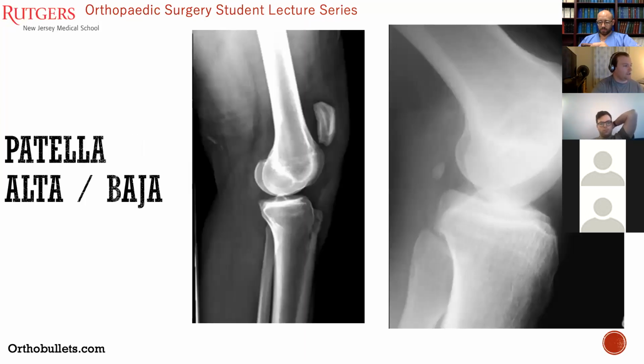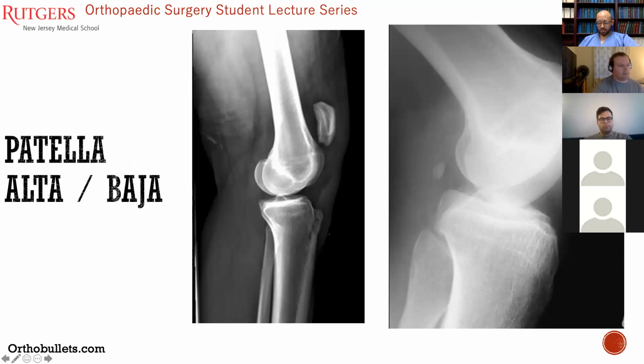And finally, you'll hear us talking about patella alta and baja. This is essentially where we're either saying the patella is high riding or low riding, dependent on what is going on within the knee joint. Patella alta, as you can see here on the left, is where the patella is pulled proximally by the quadriceps tendon, typically due to a tear in the patella tendon. So there's no longer a tether between the inferior pole of the patella and the tubercle. So there's an unopposed force from the quadriceps that brings the patella higher.